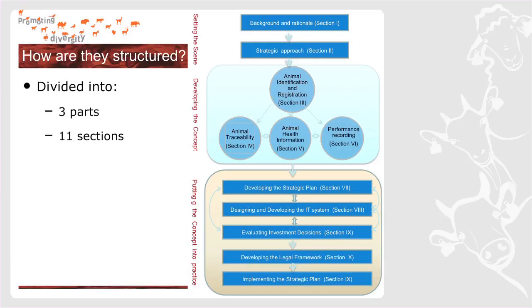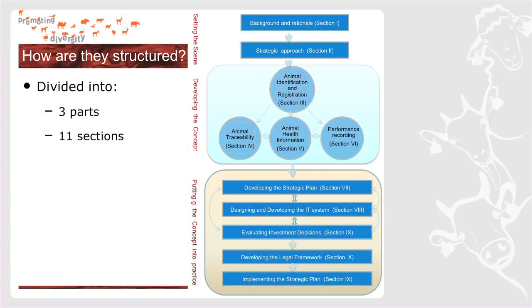The structure of the guidelines. As you can see here, these guidelines are divided into three parts. We have the first part, setting the scene, developing the concepts, and putting these concepts into practice. Setting the scene: the purpose of this part is to give a background and the rationale for animal identification and recording, but also for these guidelines. The second section is about introducing the strategic approach for animal identification and recording.